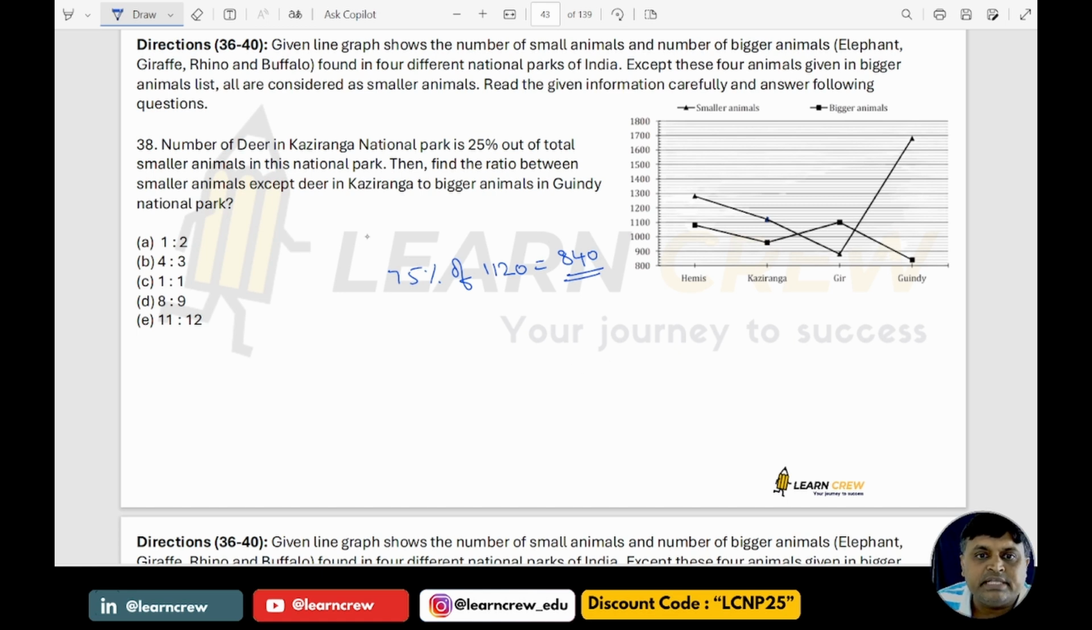So now it is asked for bigger. Find the ratio of smaller animals except deer in Kaziranga to bigger animals in Gindi National Park. So in Gindi it is how much? 840. So 840 is to 840. The ratio is 1:1 here.